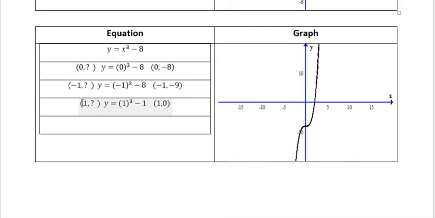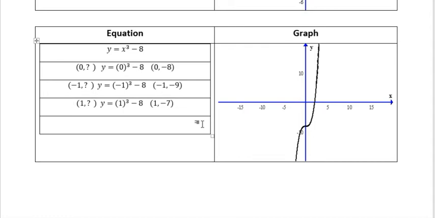No. If I plug 1 in, 1 to the third power is 1, minus 8. I did some copying and pasting here, give me a break. So 1 to the third power is 1, minus 8 is -7. All right, so we can see that if I'm at 1, then I'm down here at -7.